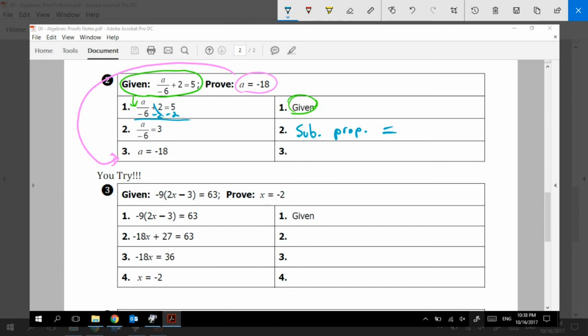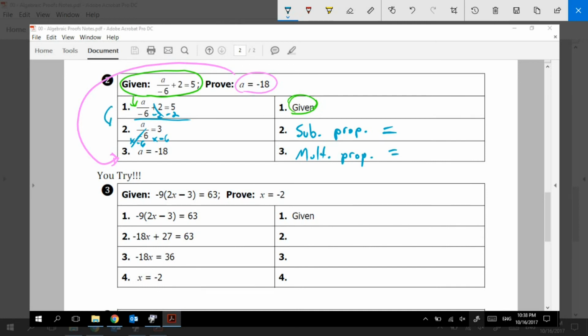How did I go? What are we going to do next? We're going to multiply both sides by -6. The x is that's a multiplication x, not a variable x. Okay, multiply by -6 on both sides. Boom. That would give us a on the left side and -18 on the right side. And what property did we use there? We used the multiplication property of equality.